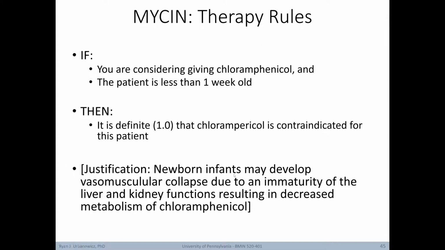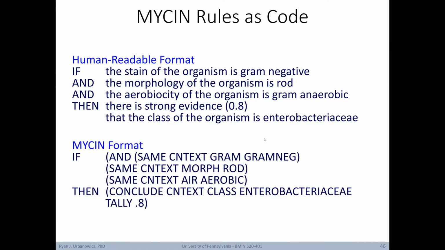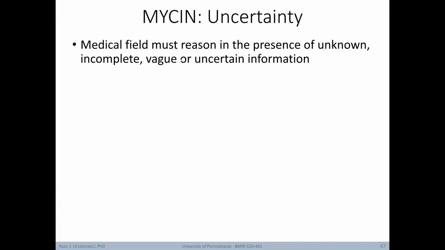In this case, newborn infants may develop vascular muscular collapse due to an immaturity of liver and kidney functions, resulting in decreased metabolism of this target drug. So far, we've been looking at MYCIN rules in this fairly human-readable format. So here we see how these same rules are actually coded within the MYCIN system itself, using the syntax of this Lisp-based coding language.